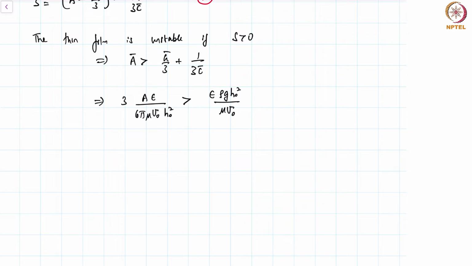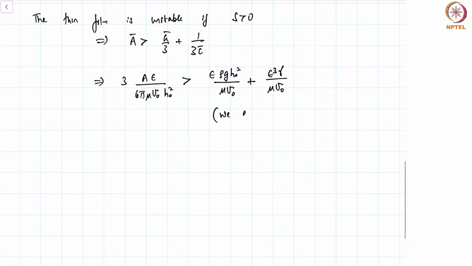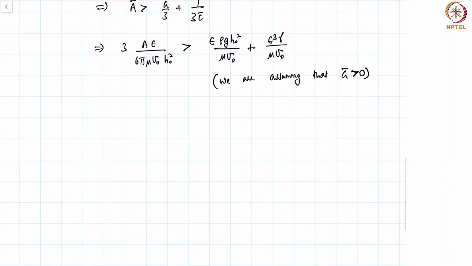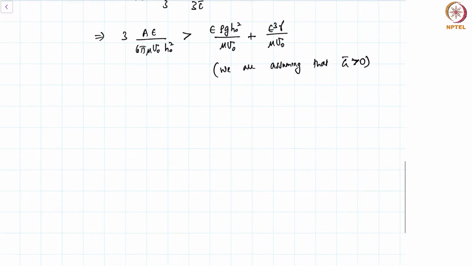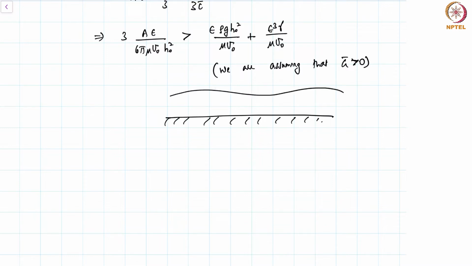and we also have epsilon cube gamma by mu u naught. We are assuming that g bar is greater than 0, which means that gravity is pointing downwards. For now, we will do it for this special case where we have a thin film that is sitting on a solid surface.